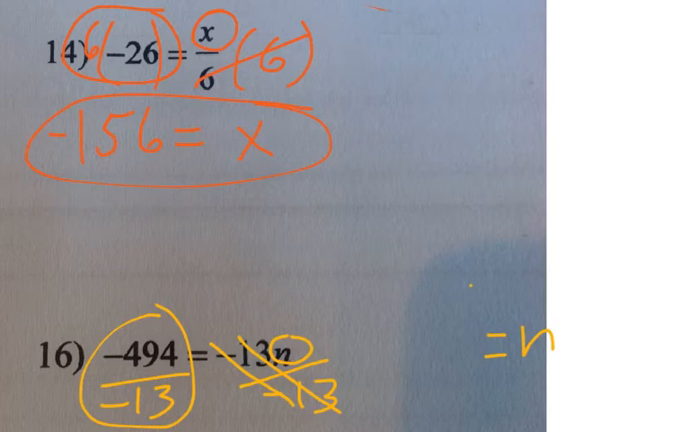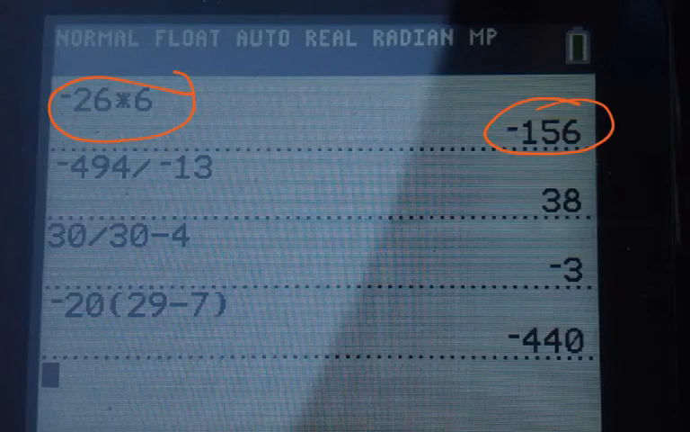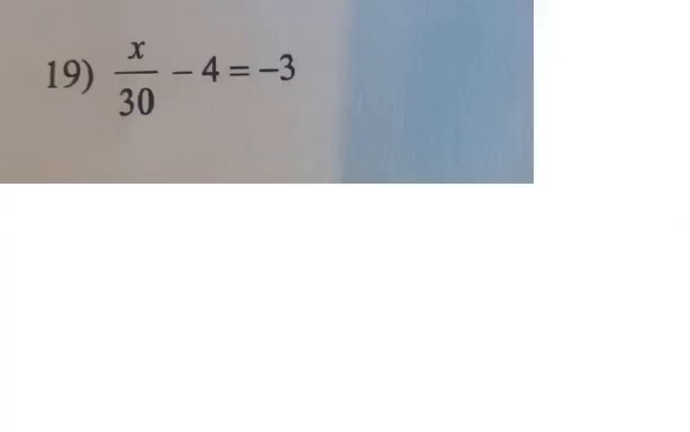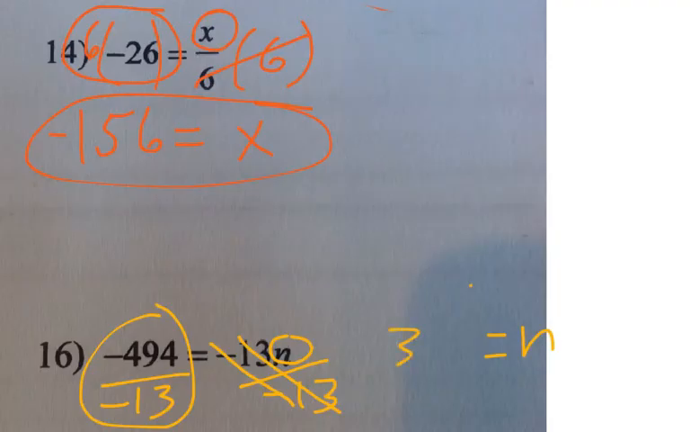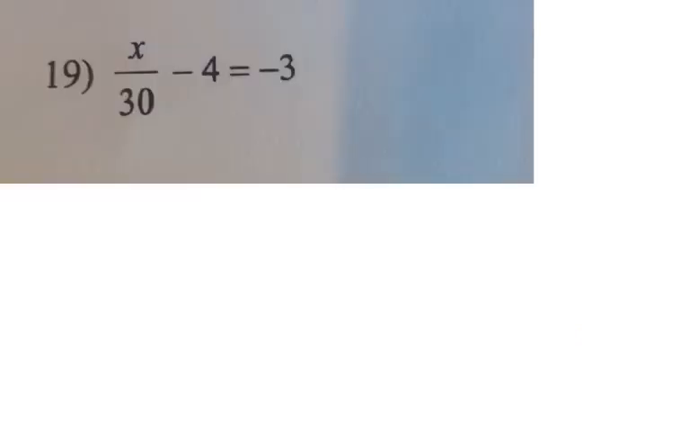Again, those are pretty big numbers. So what are we going to do again? That's right, we're going to use our calculator, right? And as you can see right here, I went ahead and did negative 494 divided by negative 13, and I got 38. So therefore, I know n must be 38. So pause the video if you need to, guys, to take notes. Okay, what about number 19?